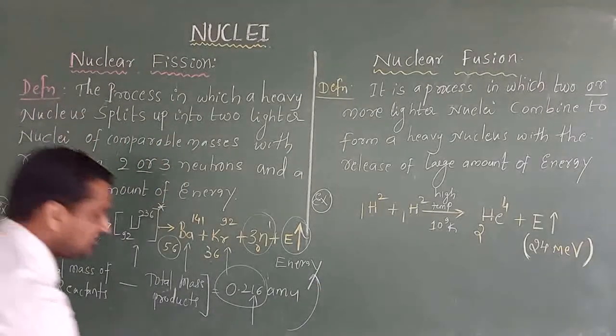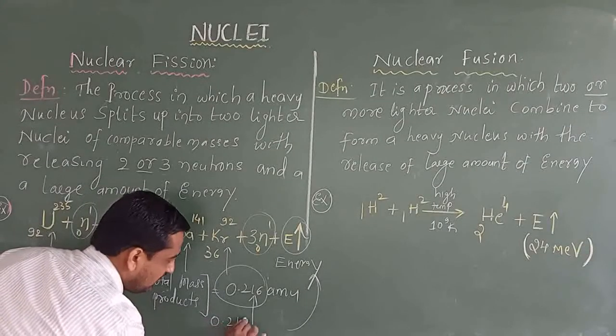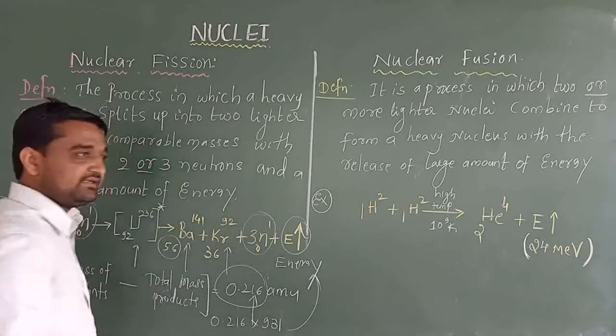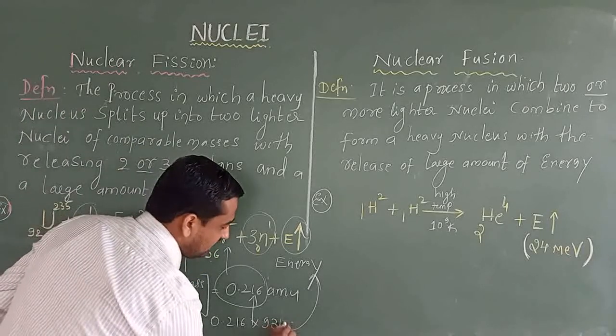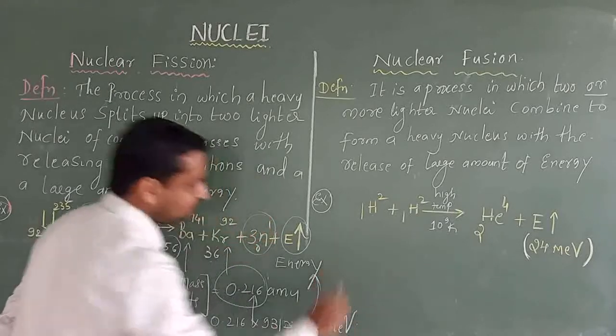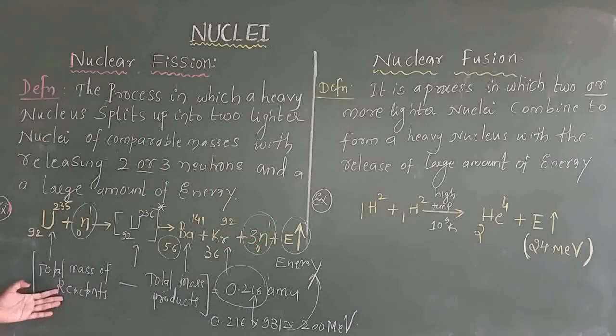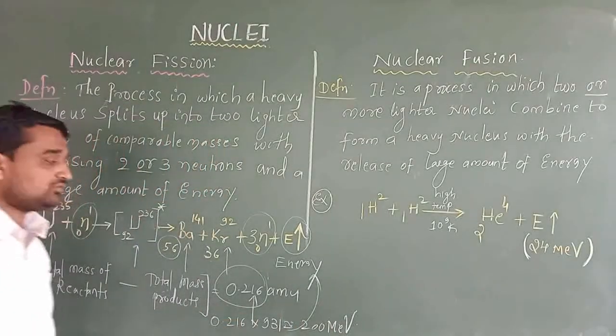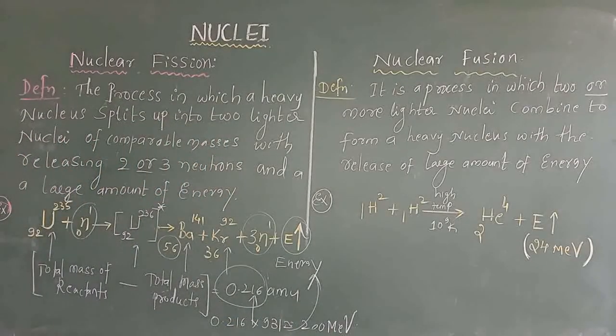Now we can calculate here 0.216 into 931 mega electron volt. This is around, you will get, 200 mega electron volt. Right? A large amount of energy is released here, that is 200 mega electron volt.